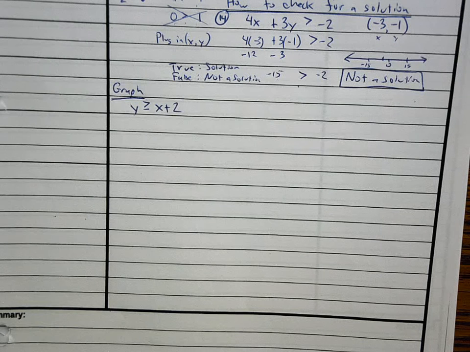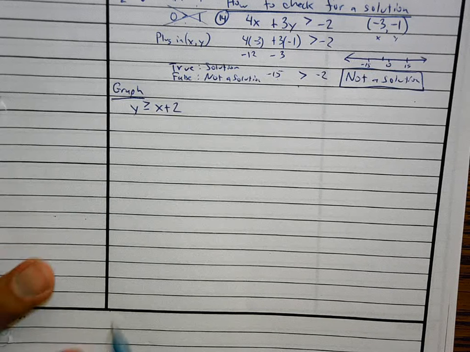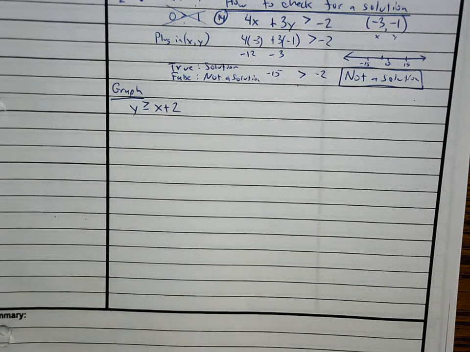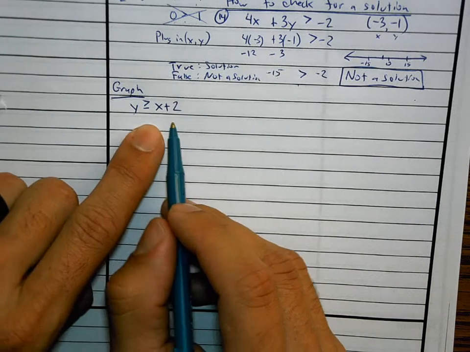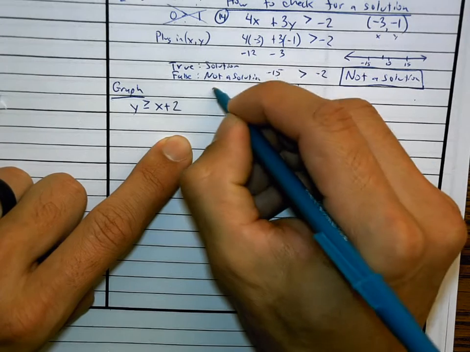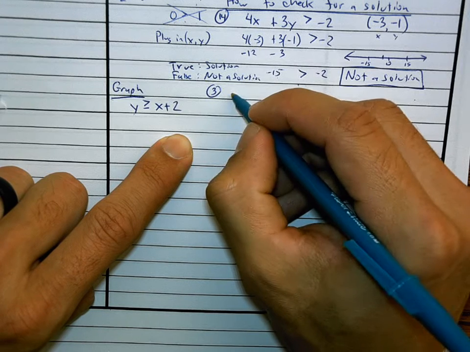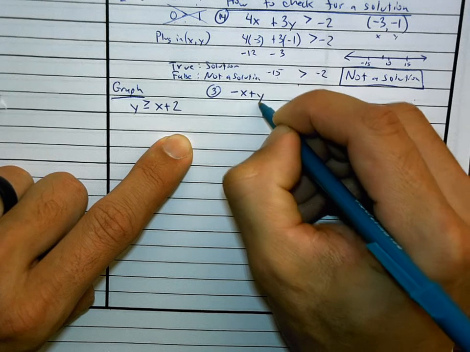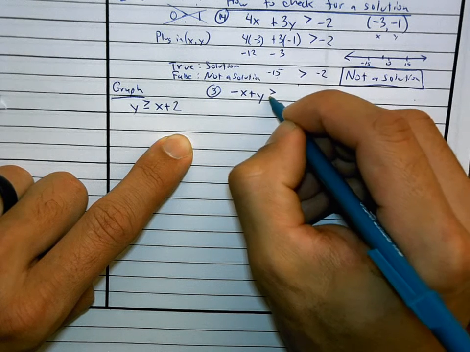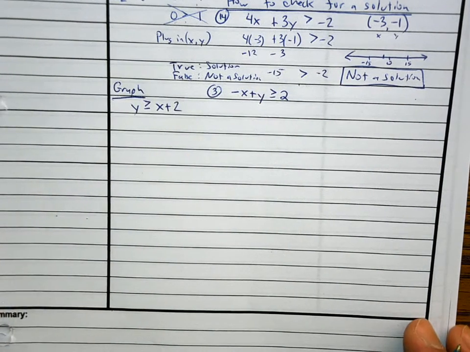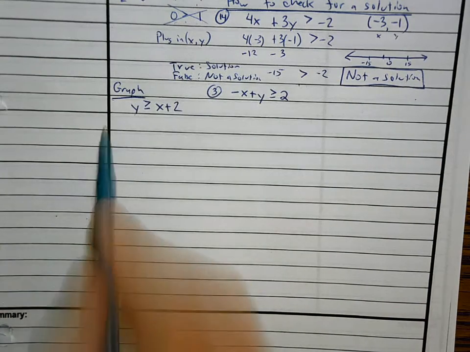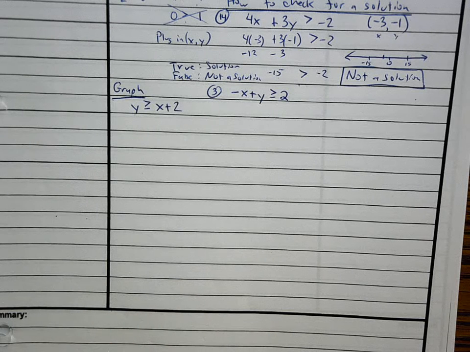This is going to be similar to number... No, I didn't even do that. Okay, I'm going to leave this here, but I'm going to write down what it looks like on number 3. Okay, this is what it looks like on number 3. Right there. Number 3 says negative x plus y is greater than or equal to 2. That's what it says. This is number 3. I just didn't do anything to it yet.